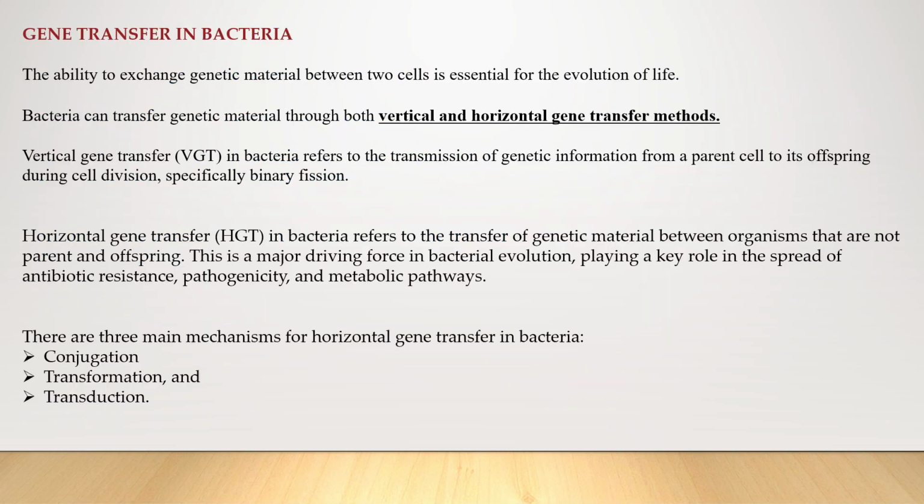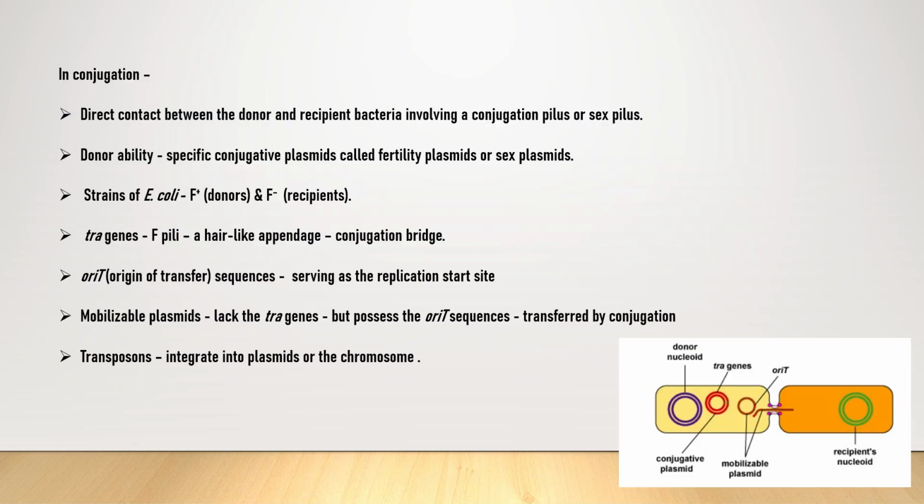Talking about gene transfer in bacteria, it can be done in two methods, that is vertical and horizontal gene transfer methods. Vertical gene transfer in bacteria refers to the transmission of genetic information from a parent cell to its offspring during cell division, specifically during binary fission. And horizontal gene transfer involves three different methods, called conjugation, transformation, and transduction.